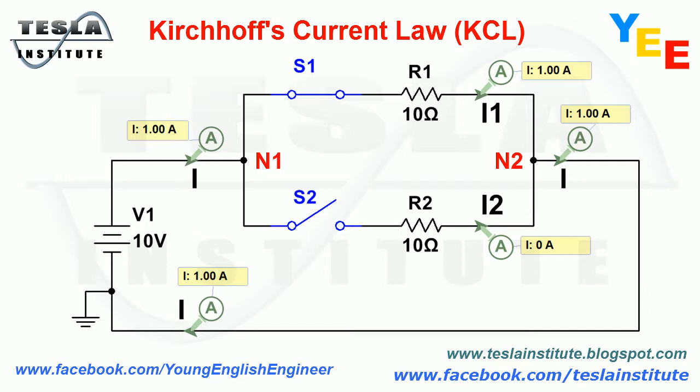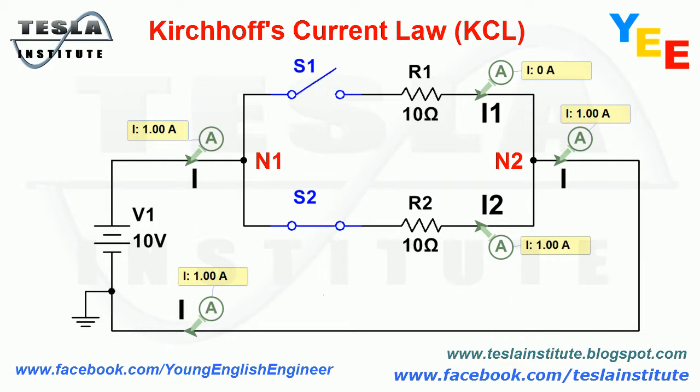According to Ohm's law, the current value is 1 ampere. Now we check currents in the nodes. At node N1 we have I equals 1, I1 equals 1, and I2 equals 0. So I equals I1 plus I2. 1 equals 1 plus 0. Or I plus I1 plus I2 equals 0. 1 plus minus 1 plus 0 equals 0. At node N2 the situation looks exactly the same.